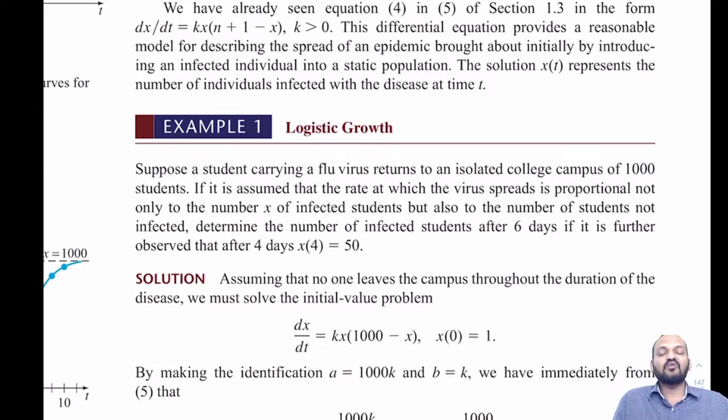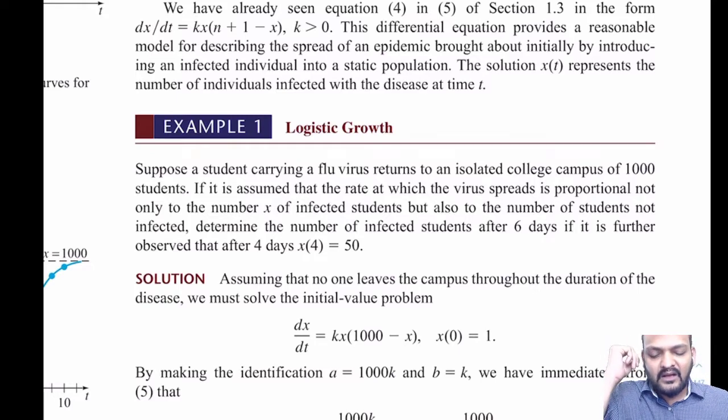For example, if everyone is infected, it's not going to spread anymore. It reached the maximum capacity, and that's it. Nobody's going to get infected, right? If only one person is infected and there are 1,000 people, the rate at which it's going to infect is going to be smaller compared to 10 people infected and thousands of uninfected students, right? So how do we model this?